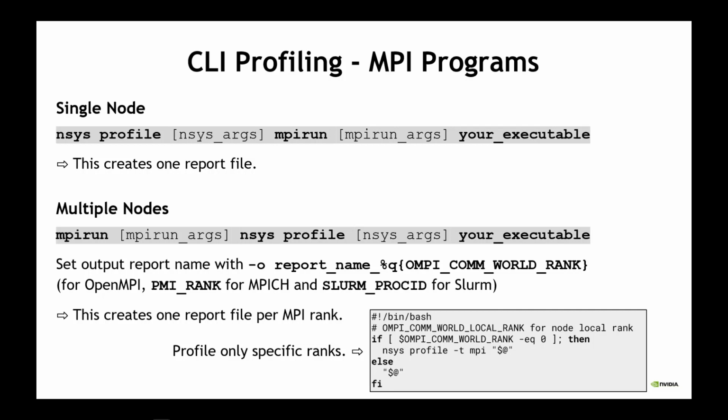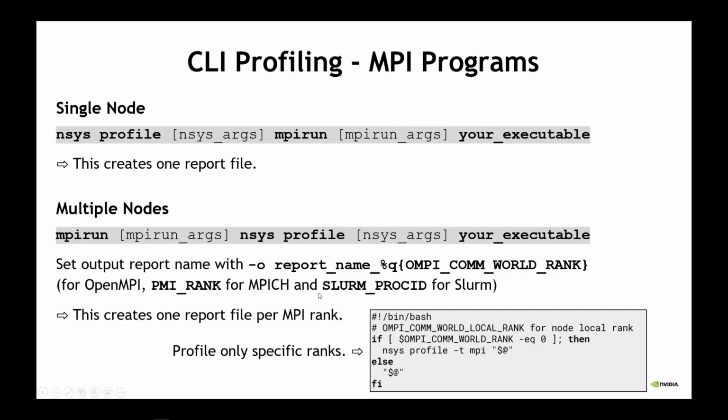So there are basically 2 ways. If you're on a single node, you can prefix nsys profile before the process launcher, so something like before mpirun, and then you get 1 report file. You cannot do that if you're going multi-node. Then you have to prefix the nsys profile command before the application executable. So in between mpirun or srun maybe, and your executable. And then you get 1 report file per rank.